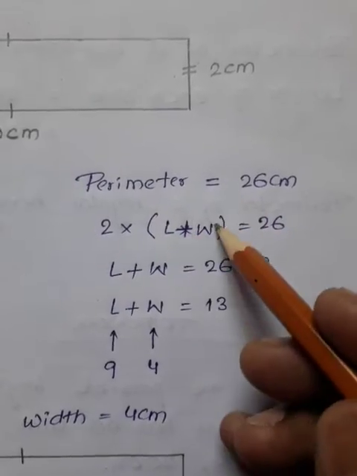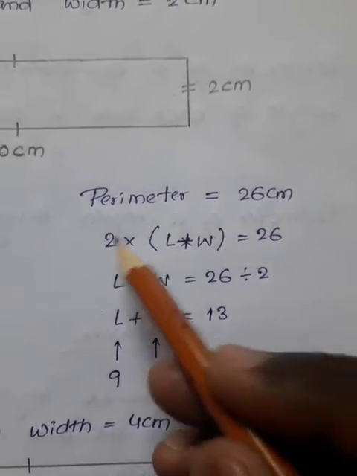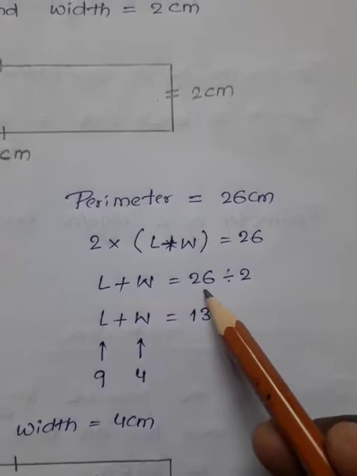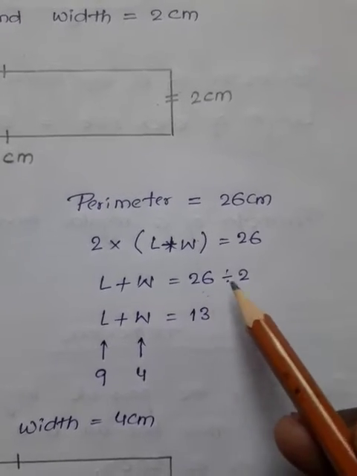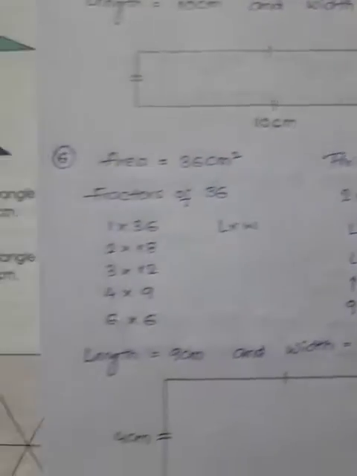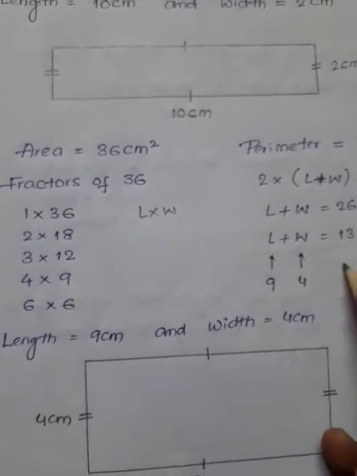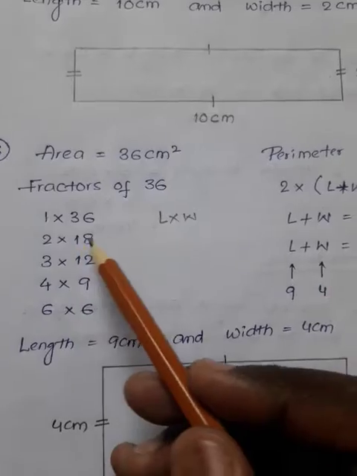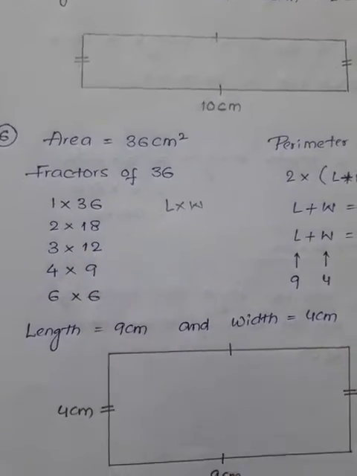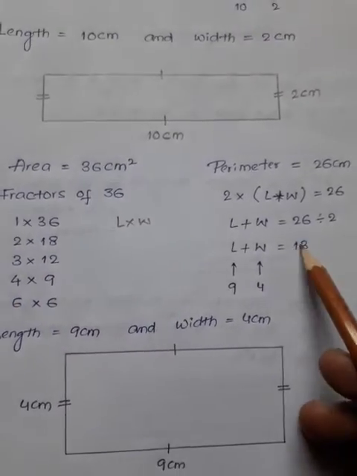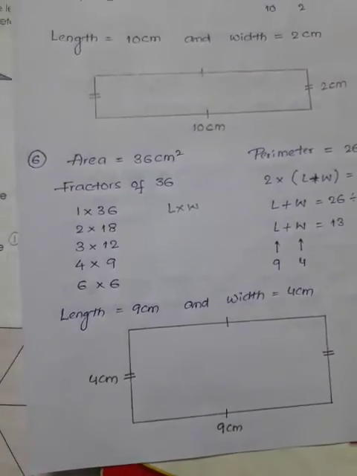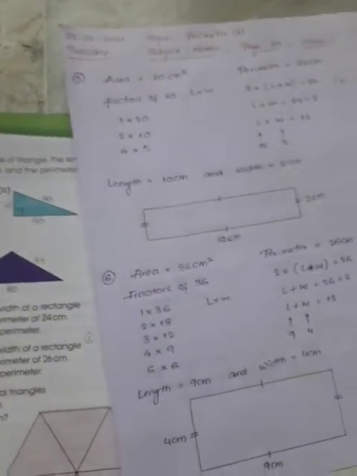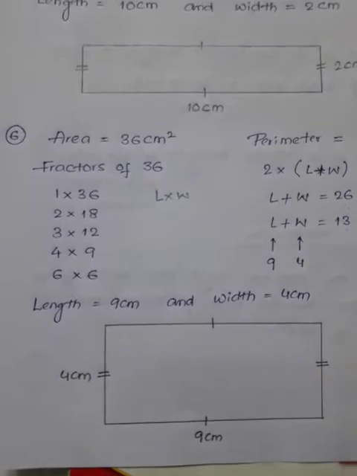Now what is the perimeter? 2 times length plus width equals 26. I told you it's multiplication, and if you move it, it's division. So 26 divided by 2 is 13. Now check which two numbers, when I add them, give 13. 1 plus 36 is 37, not possible. 2 plus 18 is 20, not possible. 3 plus 12 is 15, not possible. 4 plus 9 is 13. That means the length is 9 and the width is 4.